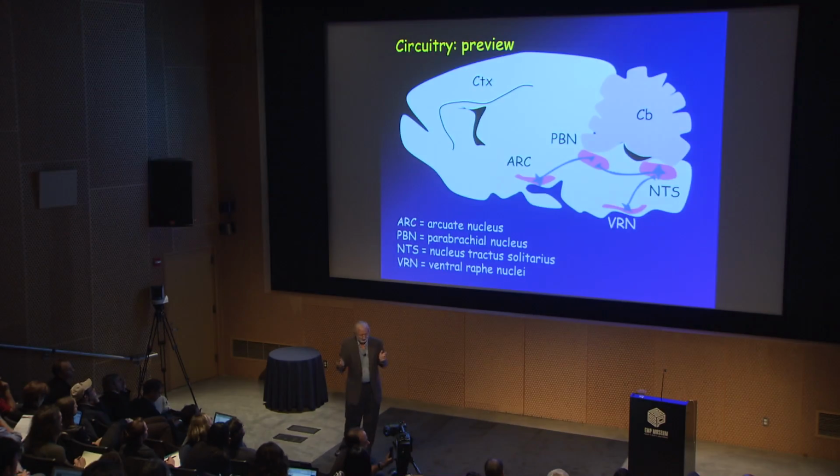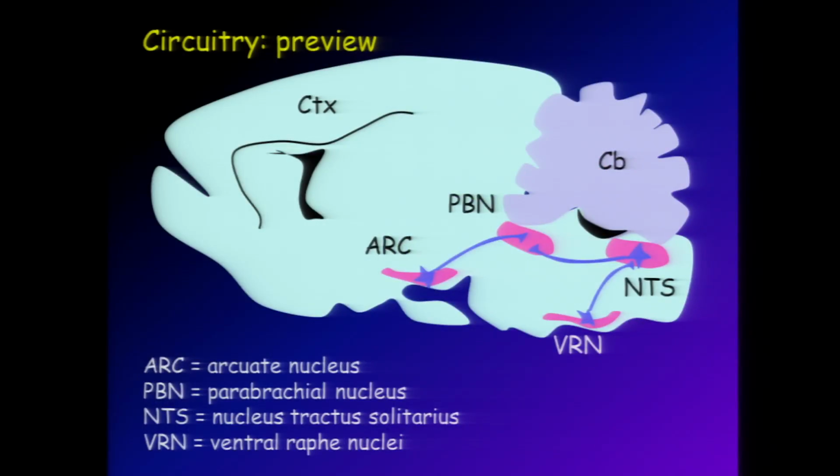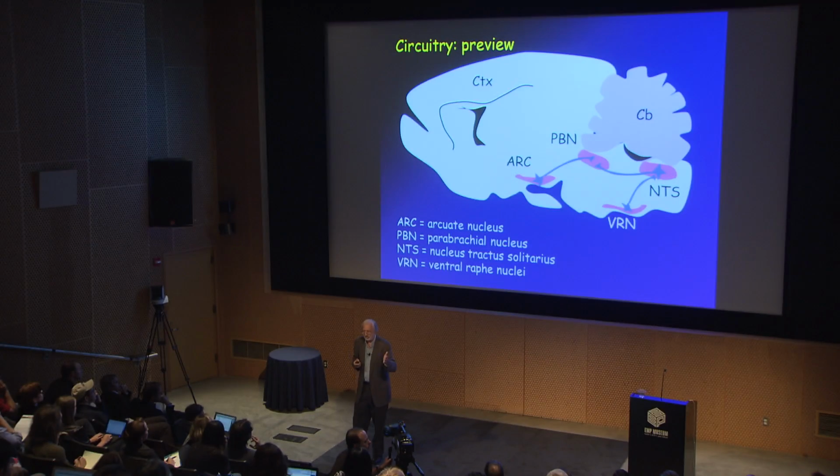So just as an overview, here's where we're going. The AgRP neurons that live in the arcuate send a projection to the parabrachial nucleus that lives right next to the locus coeruleus underneath the cerebellum. And what I'm going to tell you is that if you kill the AgRP neurons, the parabrachial neurons become hyperactivated, and that somehow inhibits feeding, leads to severe anorexia and complete starvation.